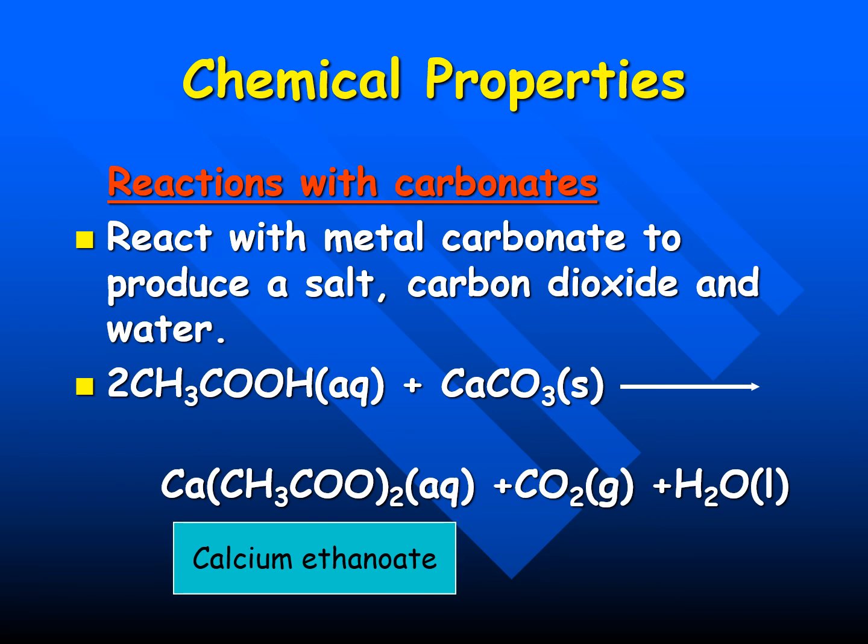Okay, reaction with carbonates. React with metal carbonate, it will produce 3 products, which are salt, carbon dioxide, and water. The example still uses ethanoic acid. React with calcium carbonate, you will get calcium ethanoate. So this is our salt, carbon dioxide, and water. Okay.